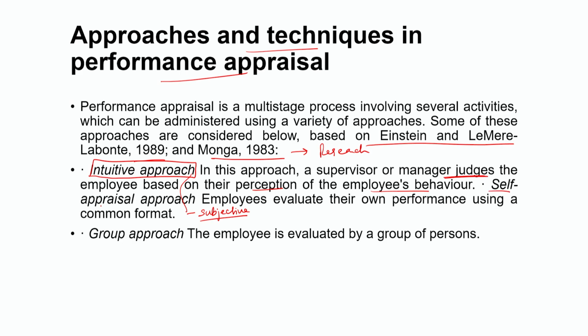Then comes the self-appraisal approach. Under the self-appraisal approach, the employee evaluates their own performance using a common format. So this is the employee's perception about himself. So that means it's the subjectivity of the employee. The earlier was the subjectivity of the supervisor. After the intuitive approach and self-appraisal approach, we have the group approach. So this group approach is employees evaluated by a group of persons.